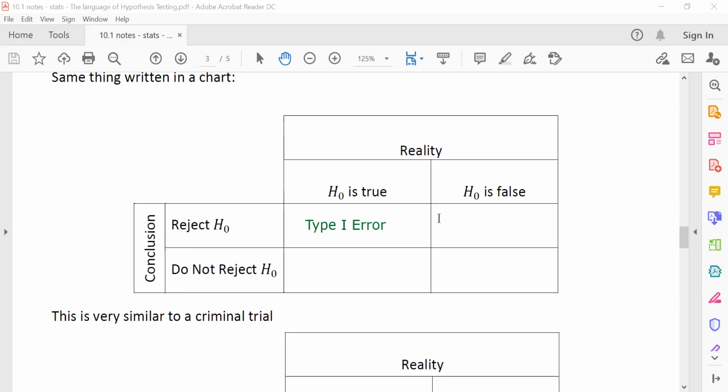Now, next up, you can reject H naught, that's the decision you draw, when in fact H naught really is false. The null hypothesis is actually false. So if you reject something that is false, you've made the correct decision. And that's a good thing. That's not an error. I'm going to put this in red.